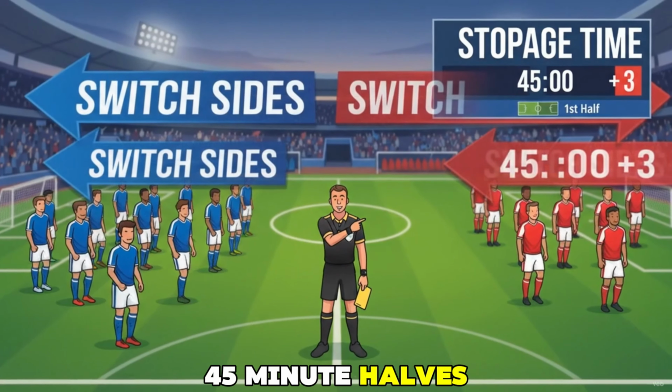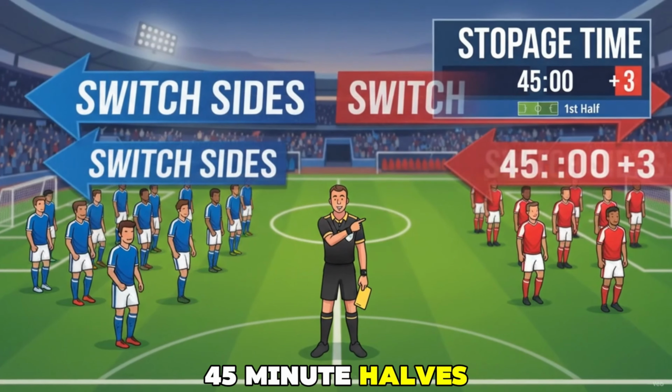Now, the offside rule. This is the one that loses everyone. It sounds complicated. It isn't. Imagine you're playing basketball and you're not allowed to stand directly under the basket waiting for someone to throw you the ball. You have to stay in line with the defenders until the ball is actually passed to you. Offside in football works the same way.